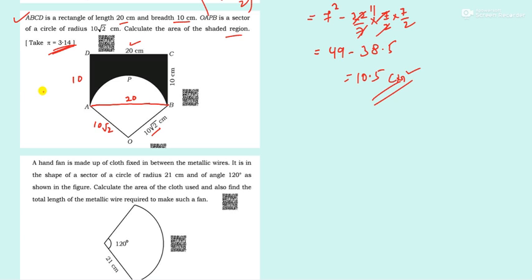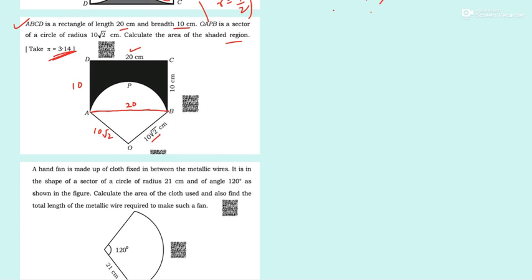So again, basic concept you have to apply here first. Basic common sense, how are you going to get it? Area of shaded region will be area of this rectangle minus area of this arc, correct? But do we have the area of that arc? No. Then how can you find the area of that arc?